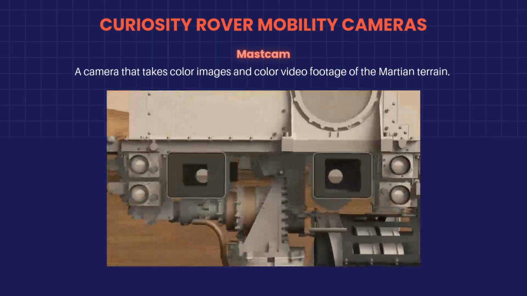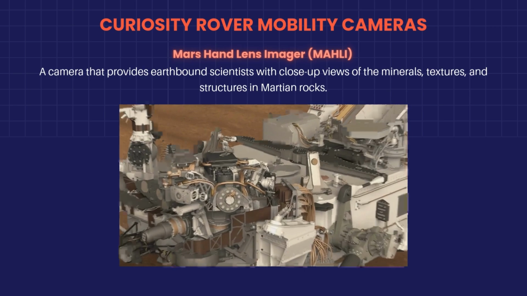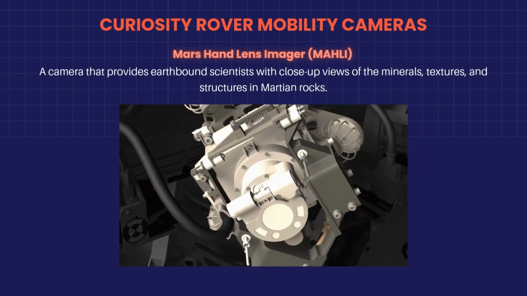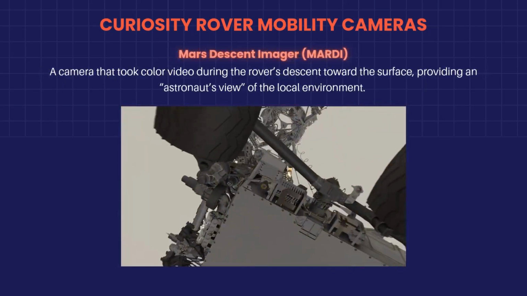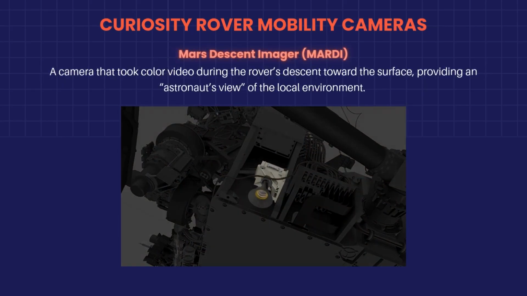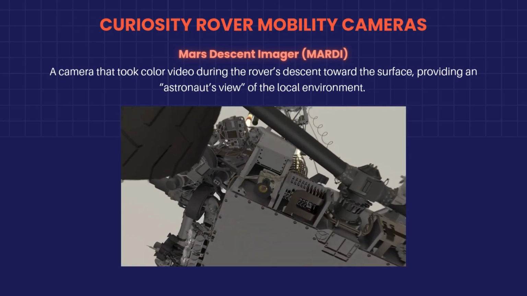collect powdered rock samples. Mastcam, a camera that takes color images and color video footage of the Martian terrain. Mars Hand Lens Imager, a camera that provides Earthbound scientists with close-up views of the minerals, textures, and structures in Martian rocks. Mars Descent Imager, a camera that took color video during the rover's descent toward the surface, providing an astronaut's view of the local environment.